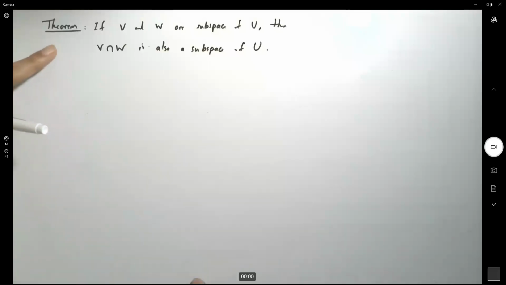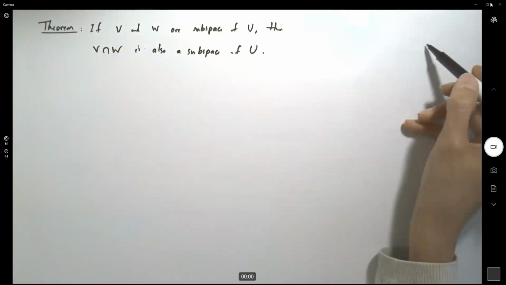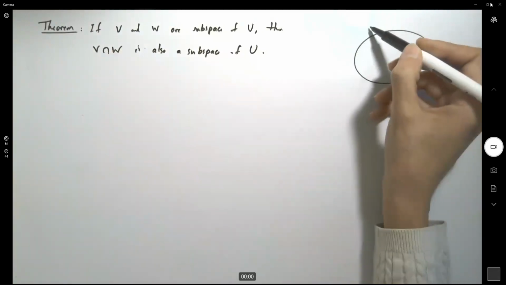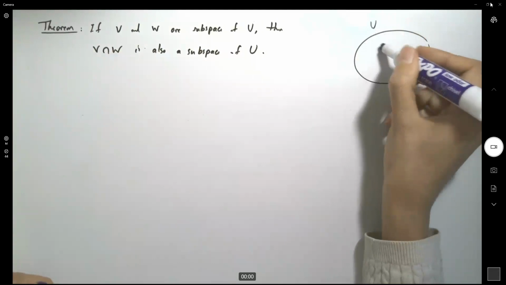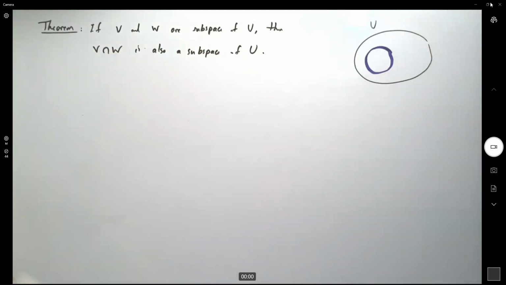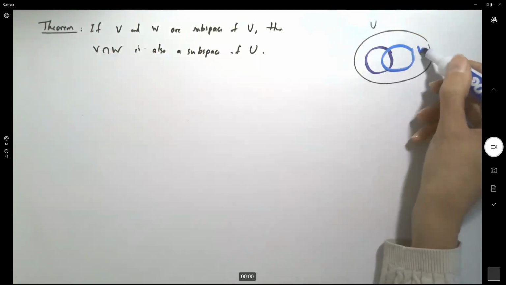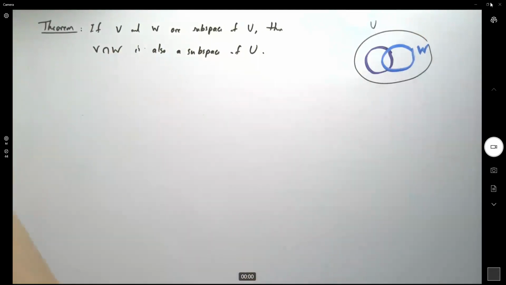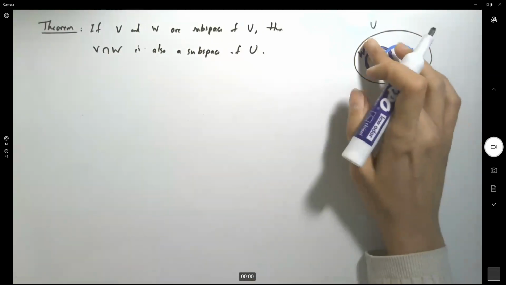A cool theorem for you. Suppose you have two subspaces and you want to show that the intersection is also a subspace. So here you have, for example, a vector space like U, and then here you have two subspaces like V and W. And you want to show that their intersection is also a subspace. So even if you shrink it in size, you get another subspace as well.